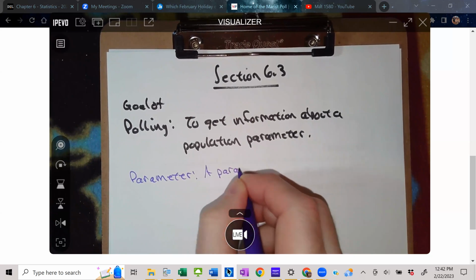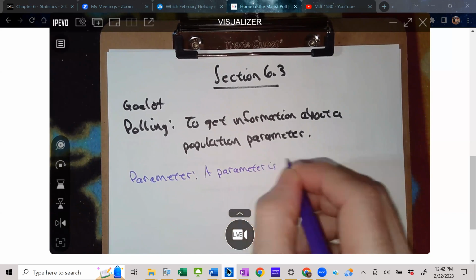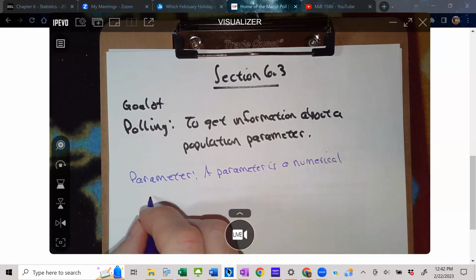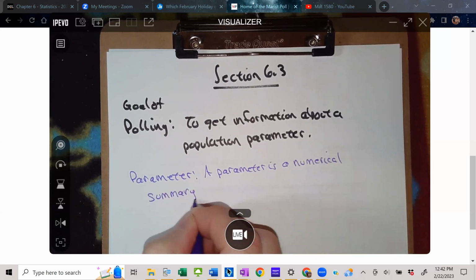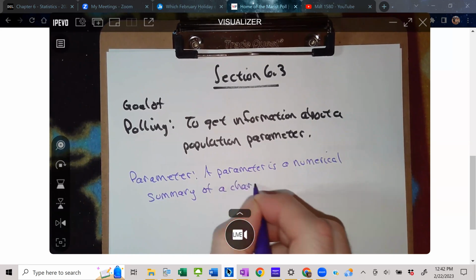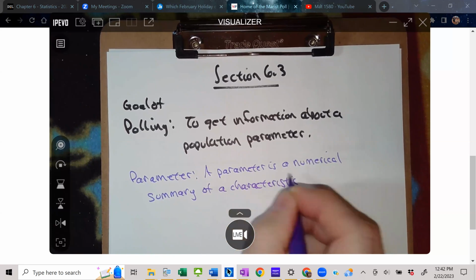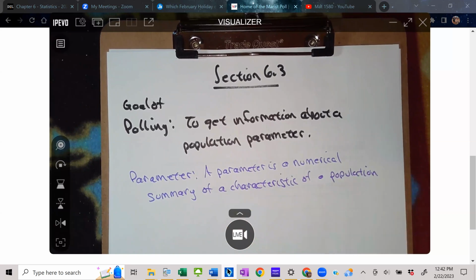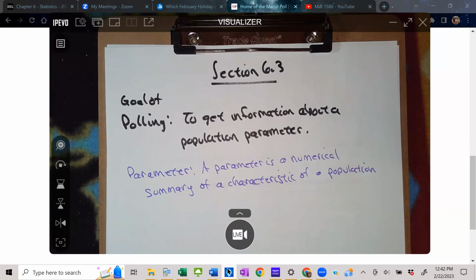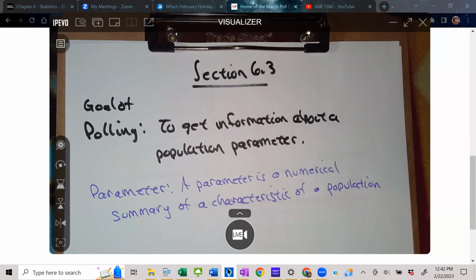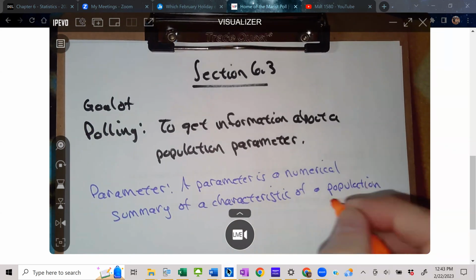All right, excellent. A parameter is a numerical summary of a characteristic of a population. The key thing here is that it's of a population. We're not just dealing with a sample, we're dealing with a population. So it's everybody. So let me underline population.